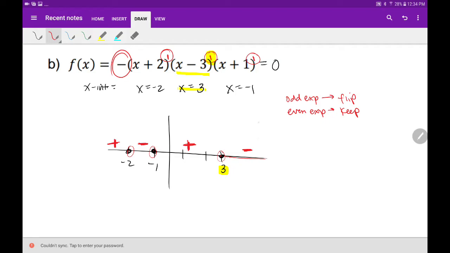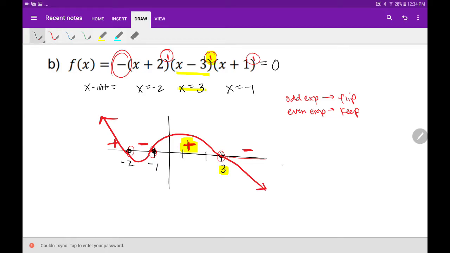So this time we're not starting above the axis like before, because this says, hey, you're negative on the right side. So we're going to start below the axis, hit at the x-intercept, and we're going to cross and go above, because right here it says, hey, you need to be above the axis. Then we're going to hit, dip below, hit, and cross again.